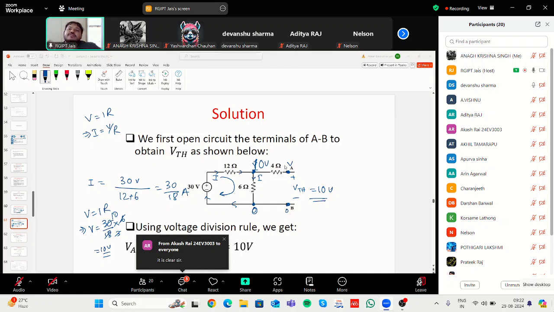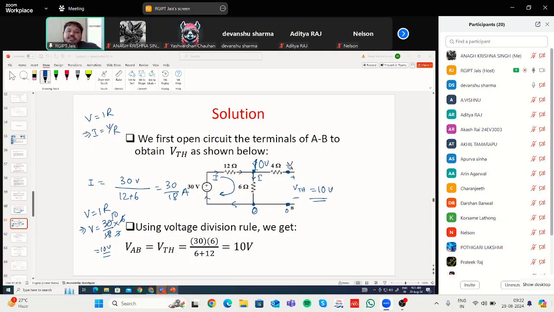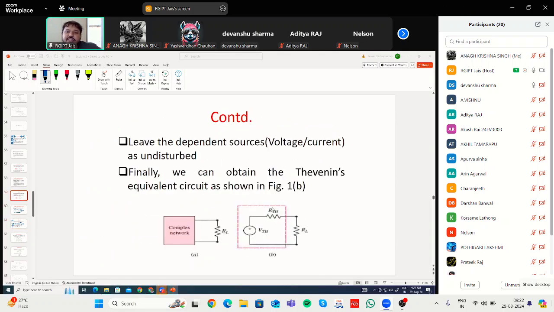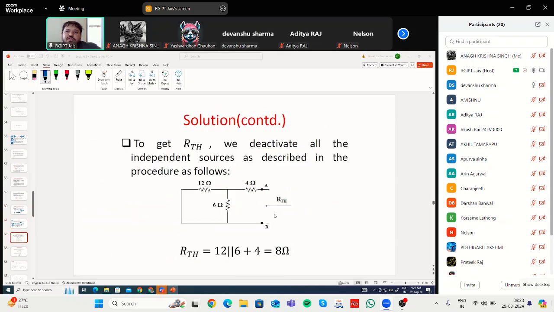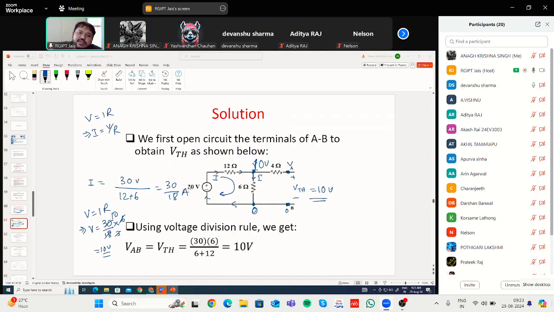This is the first step. First step is to find VTH. Second step is to find RTH, that means the equivalent resistance RTH. For that, again you have removed the load resistance RL. Now, if you look, there's an open circuit. Second, to find RTH, you have to deactivate the sources. The source that was there here was the voltage source.